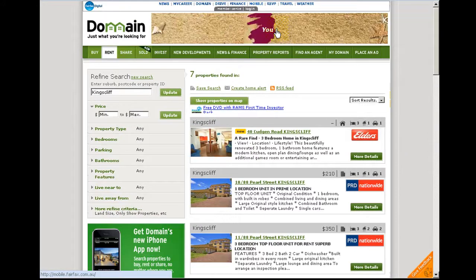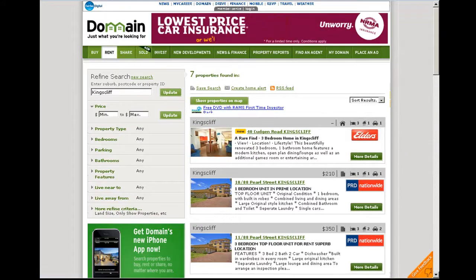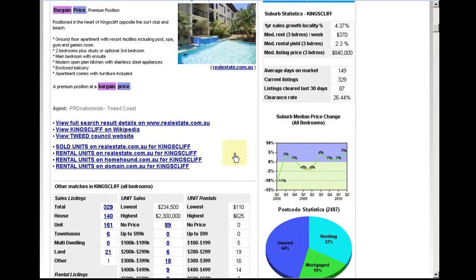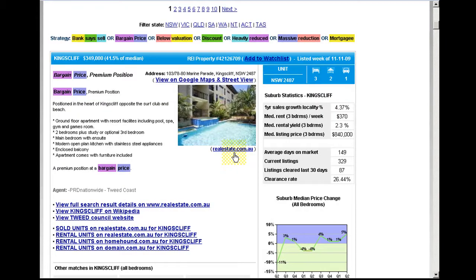And I can do the same. I can jump into Domain, I can jump into Homehound, all from Investor Search, all from one location, all from the listing results. So really it's about the data that we wrap around the property. It's about the links to other information that really helps you to do your research and get a feel for the area before you actually ring the agent or go look at the property.